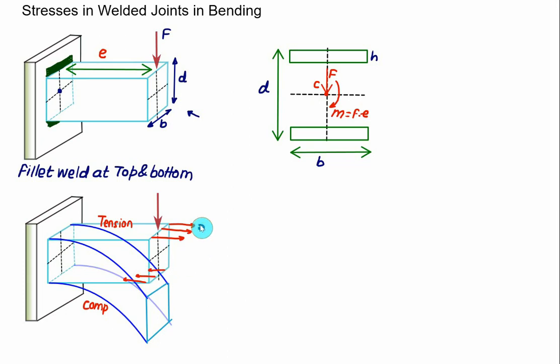This value of bending stress is equal to M into Y divided by moment of inertia I, where Y is taken from the neutral axis. So this axis is the same as the neutral axis and this distance will be equal to Y. On the top fiber, the distance Y will be equal to D by 2. So the moment will produce here the bending stress, that will be the equivalent shear stress in a horizontal direction, and the force F will develop the shear stress on the weld area.